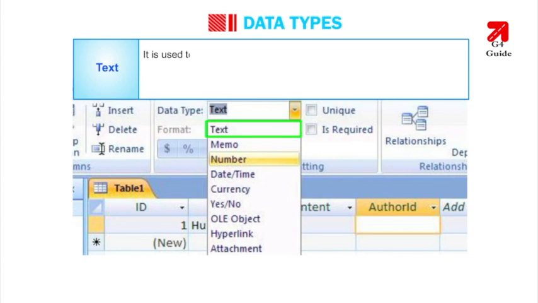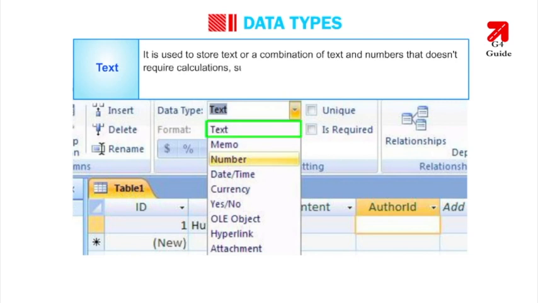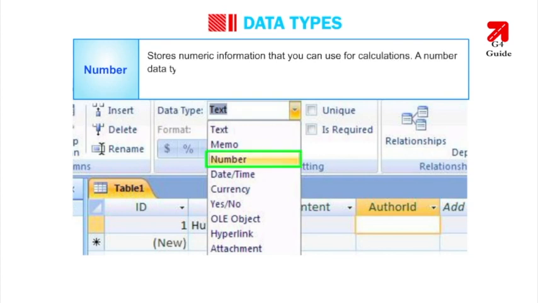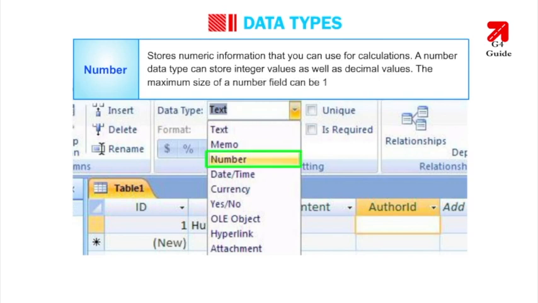Text. Text is used to store text or a combination of text and numbers that doesn't require calculations, such as addresses, phone numbers, etc. It can store up to 255 characters. Number stores numeric information that you can use for calculations. A number data can store integer values as well as decimal values. The maximum size of a number field can be 16 bytes.